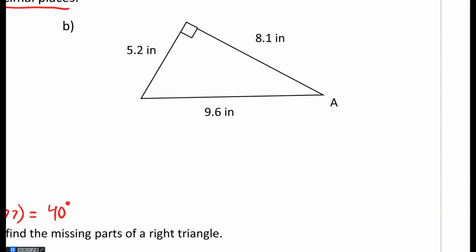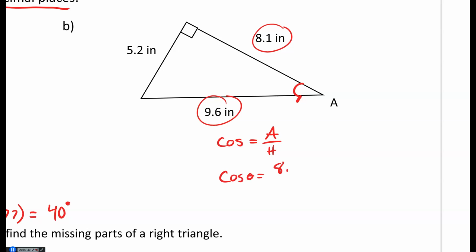Looking at B here, we have all of the sides listed, so we have to make sure we're picking the correct sides when we're calculating for A. So A is over in this spot here. We want to use cos equals adjacent over hypotenuse. So we have to find our adjacent. Well, if that's where our angle is, opposite is right across, which would be 5.2, leaving 8.1 as our adjacent, and our hypotenuse as 9.6. So we're going to have cos theta equals 8.1 over 9.6.